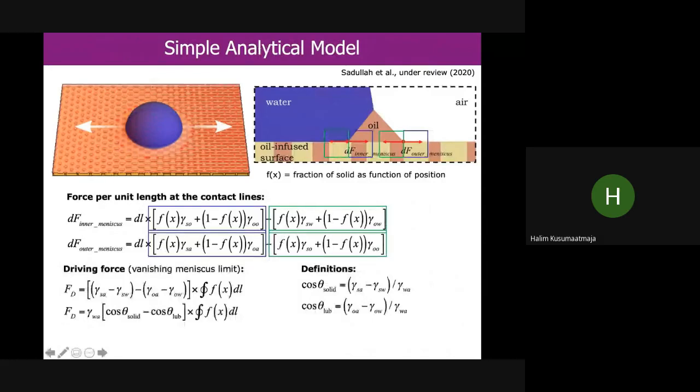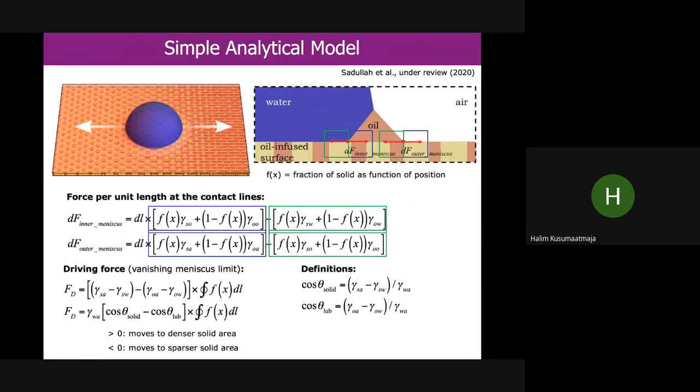We can look at contributions coming from the water and the effective substrate, the oil and the effective substrate, and the air and the effective substrate. And this is probably the key message I would like you to get. In the end, we can come up with a driving force that has a form that looks like this, where all the complication because of the corrugation is captured in this integral, and there is a prefactor that you can interpret as the preferential wetting of the droplet on the solid versus on the lubricant surface. If this term is positive, the droplet moves to the denser solid area, whereas if this term is negative, the droplet moves to the sparser solid area.